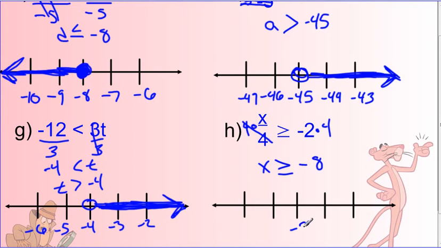So there's -8, and then getting bigger, -7, -6, -5, oh, not -5. Smaller than -8 is -9 and -10. We need a solid dot at -8, and we shade to the right.